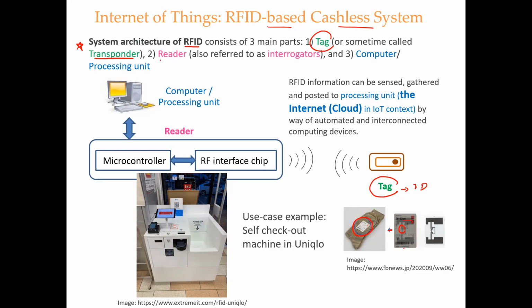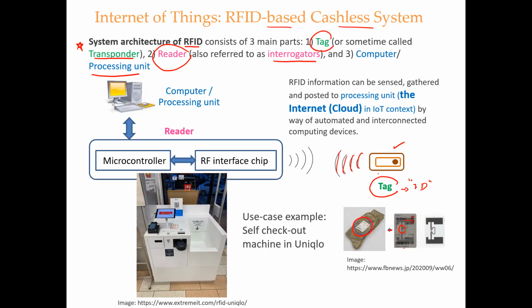And the second component is called the reader, sometimes referred to as the interrogator. This is the one that reads the ID from the tag. Then after the reader reads the information or the ID from the tag, it is processed by the processing unit or the computer. All right, so only 3 components are needed in the RFID system.